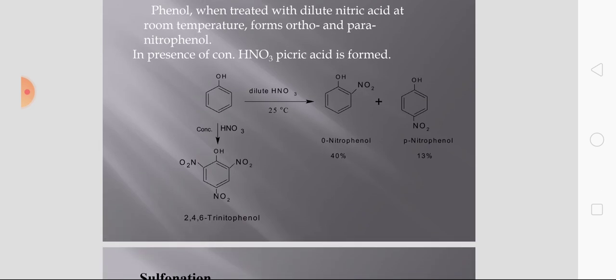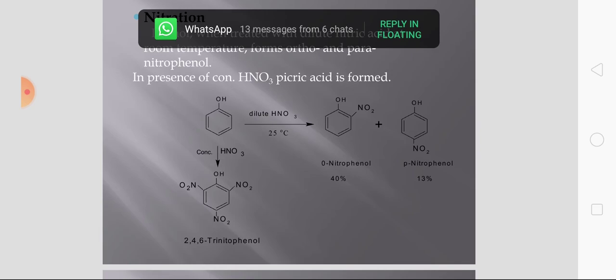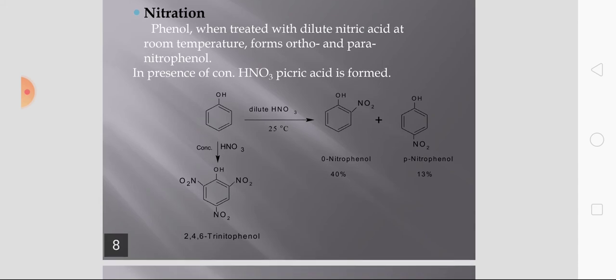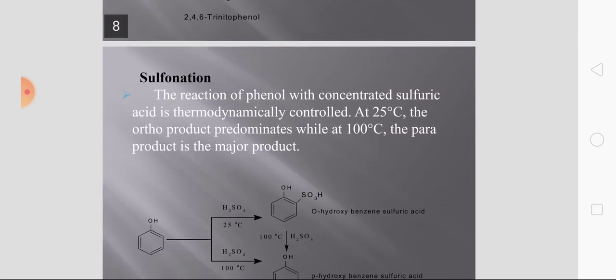And in the presence of concentrated HNO3, which is a strong nitric acid, the tri-substituted product will be formed. 2,4,6 trinitrophenol will be formed. It is called picric acid.